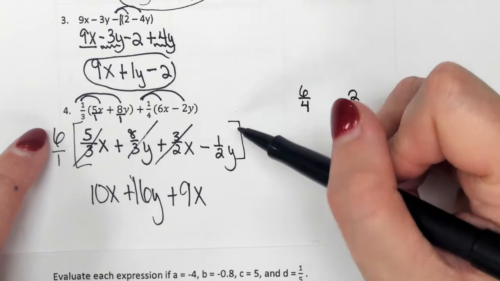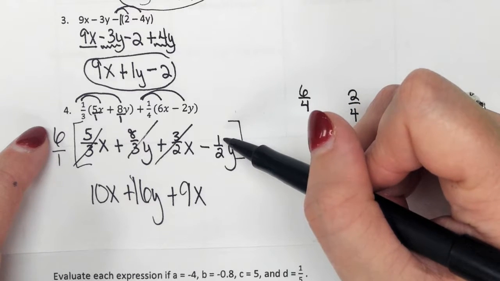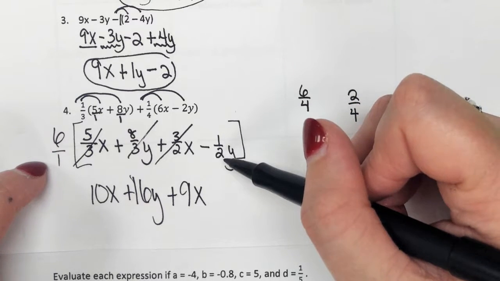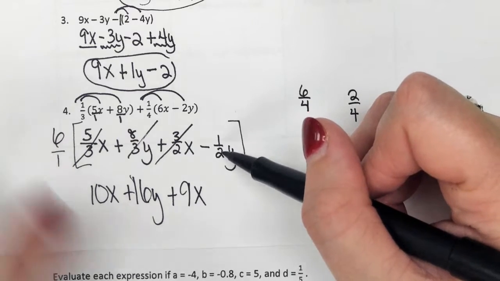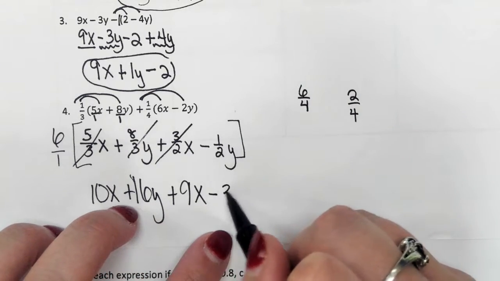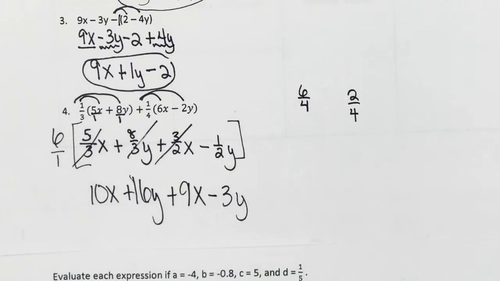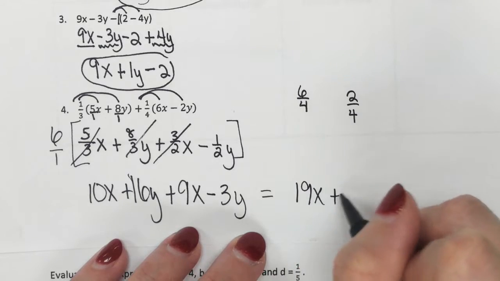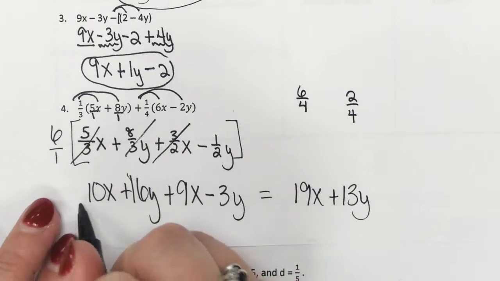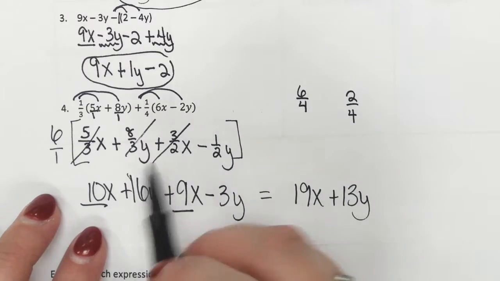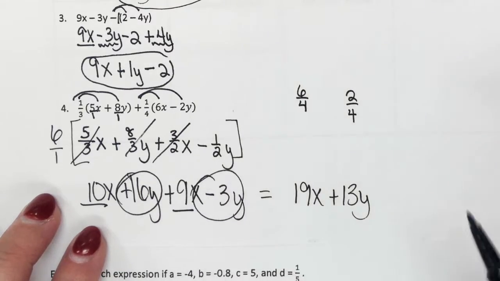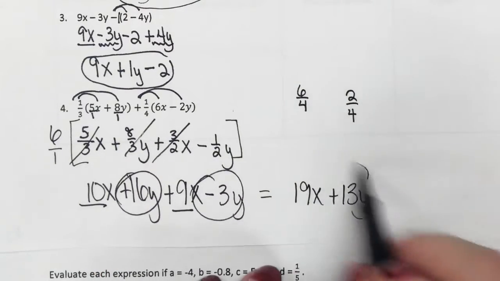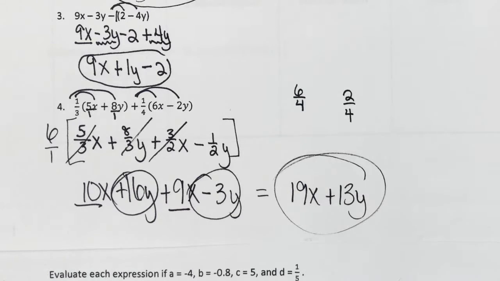All right, last one. Here we go. What's the numerator? 6. What's the denominator? 2. So what's 6 over 2? 3. So 3y. Very nice. All right, tell me my answer. Go. 19 plus 13. Very nice. 10 plus 9 is 19. 16 minus 3 is a positive 13y. Very nice job. Are y'all okay?